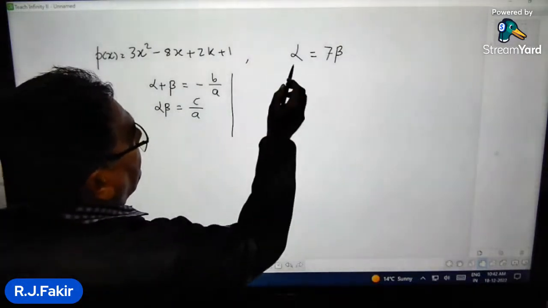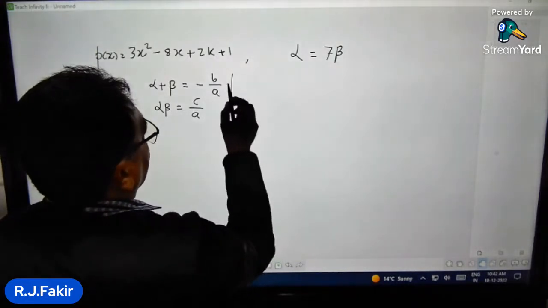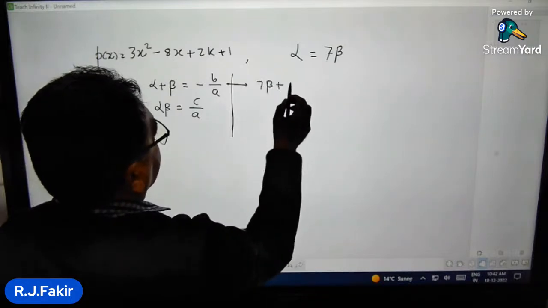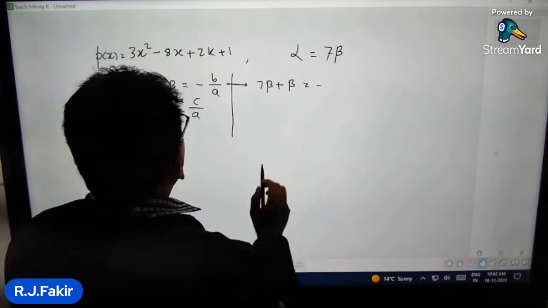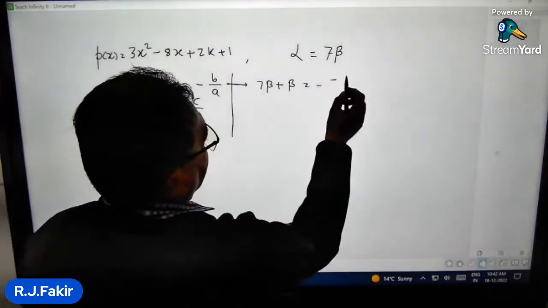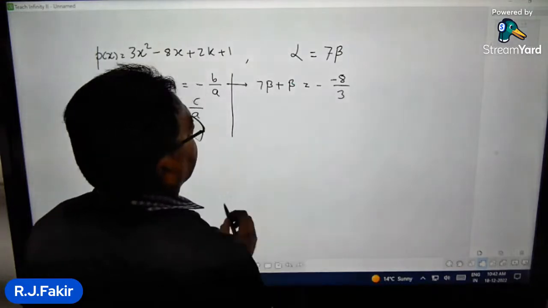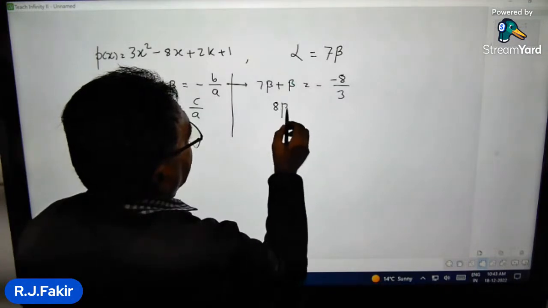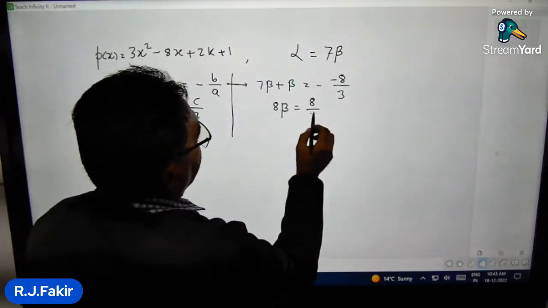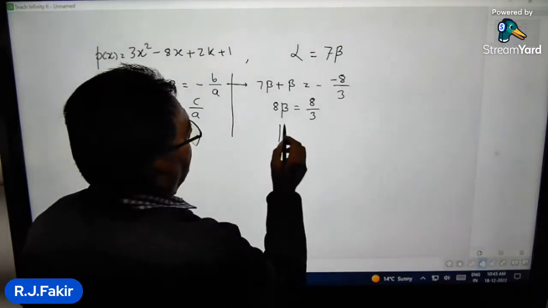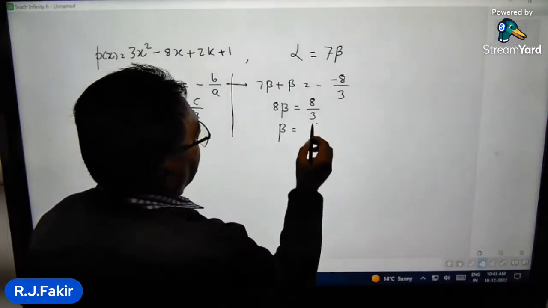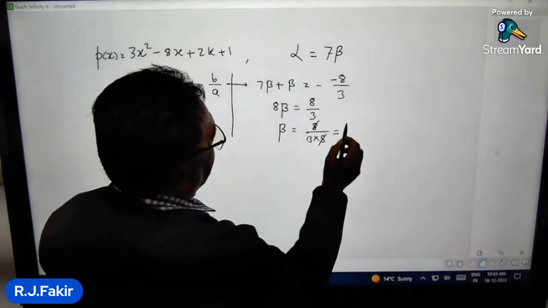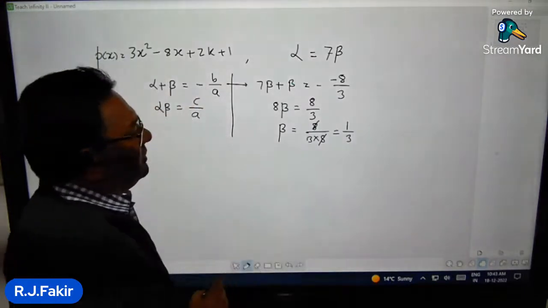Now alpha plus beta, so alpha I can replace by 7 beta. So from this I can say 7 times beta plus beta gives me minus b upon a, which is basically minus 8 by 3. So how much does this come to? This will be 8 times beta equal to 8 by 3, or beta will be 8 by 3 into 8. So this will be cancelled out, and we now get beta as 1 by 3.